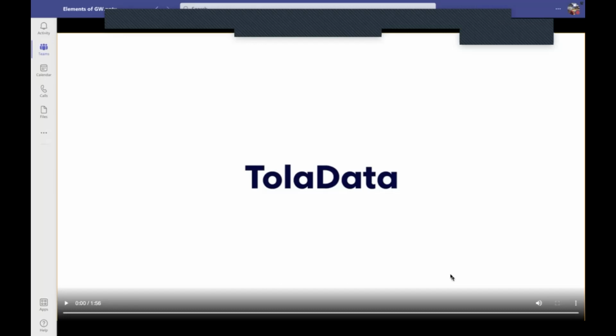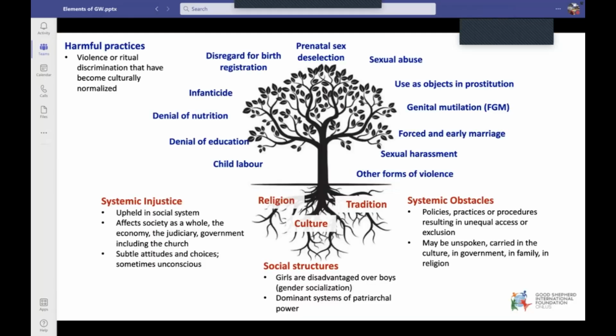Okay, so this is something very small on problem tree analysis. I have taken this as a problem tree from the position paper of the girl child. So when we look at this, on top, the leaves and the branches are the manifestations. That means these are things that we see when the rights of the girl child are being exploited, being violated. So these are the things that we see.